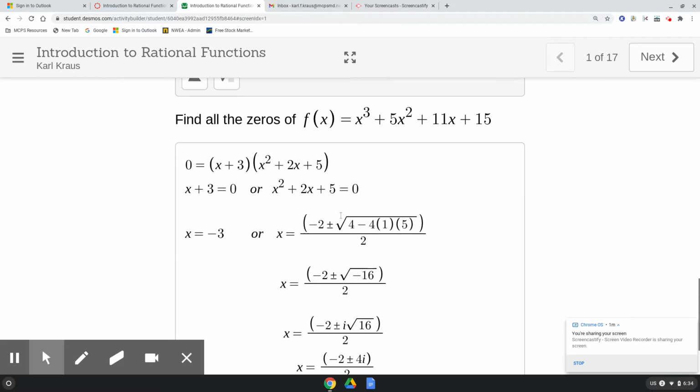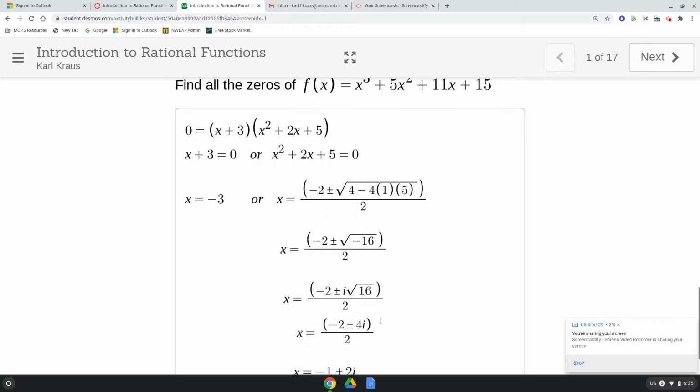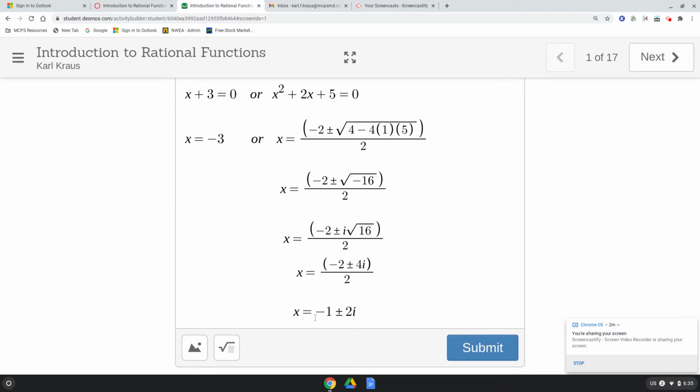If you wanted to find all the zeros, then you equate each factor to 0. X plus 3 equals 0, or x squared plus 2x plus 5 equals 0. X equals negative 3. And then plugging into the quadratic formula, you end up with x equals negative 1 plus or minus 2i.